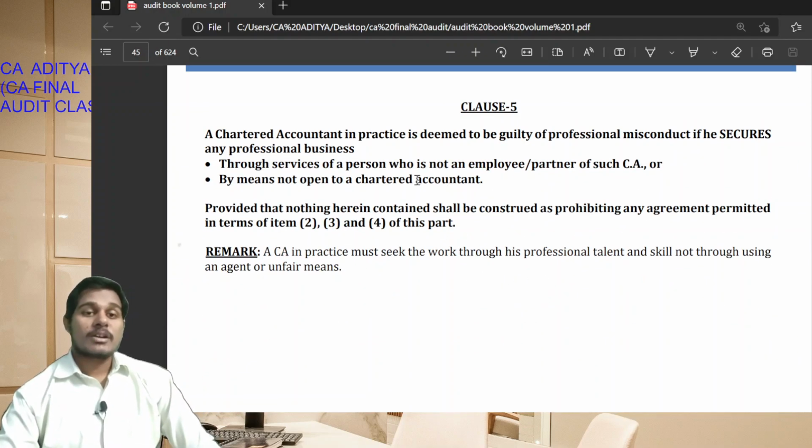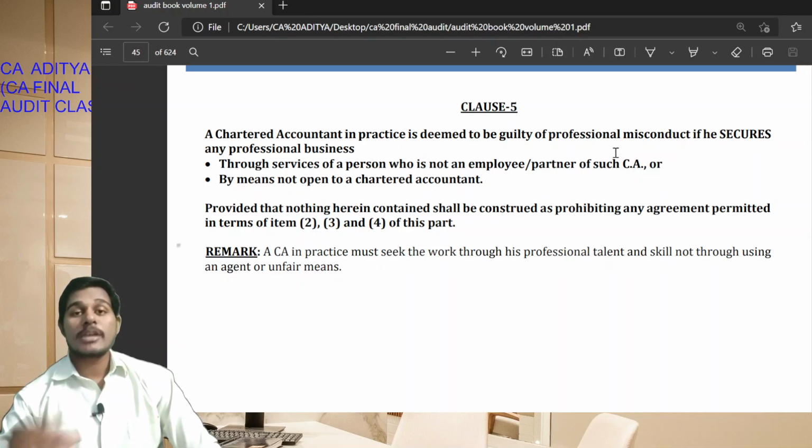See students, clause 5. A chartered accountant in practice is deemed to be guilty of professional misconduct if he secures any professional work from other than his partner or employee of such chartered accountant. Okay students, a chartered accountant in practice is deemed to be guilty of professional misconduct if he secures work from other than a partner or employee of such chartered accountant.